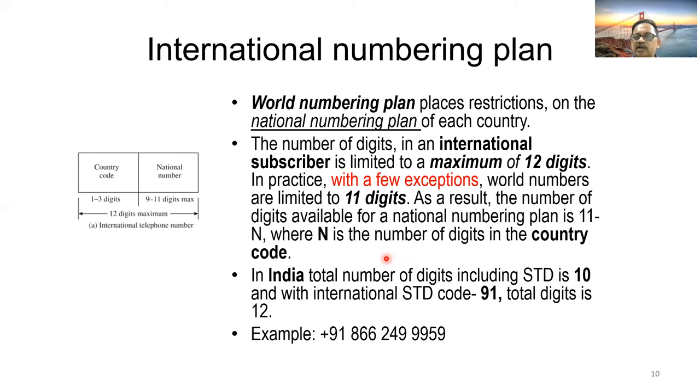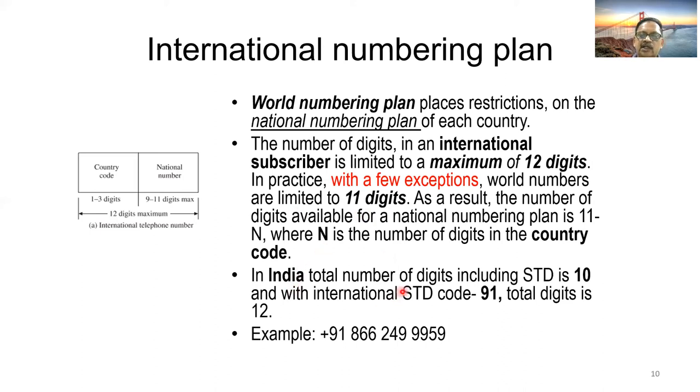We want to reduce the number of digits, because more digits mean more digit analysis, and there will be more load and strain on the exchange processing. So the fewer the better, and in most countries it is confined to 11. The number of digits left over for the national numbering is 11 minus n, where n stands for the number of digits for the international code, ISD. If 960, or 3 digits, are there for the international code, a country with a 3 digit international code is left with 8 digits for its national numbering plan.